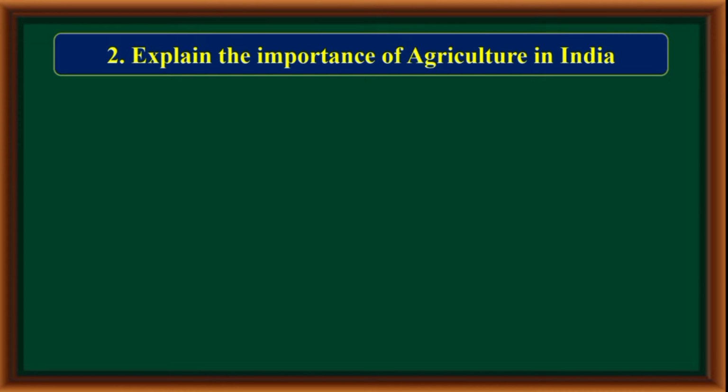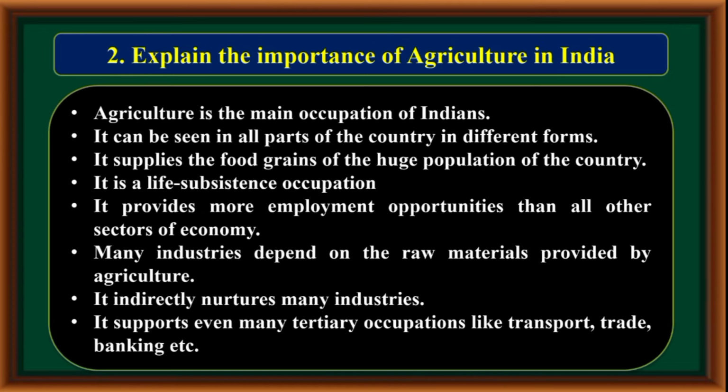Explain the importance of agriculture in India. Agriculture is the main occupation of Indians. It can be seen in all parts of the country in different forms. It supplies the food grains for the huge population of the country. It is a life subsistence occupation. It provides more employment opportunities than all other sectors of the economy.